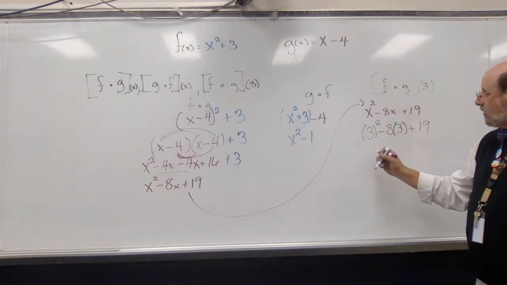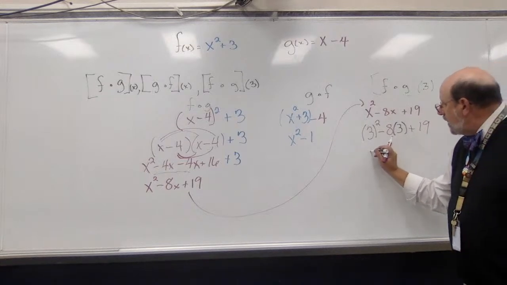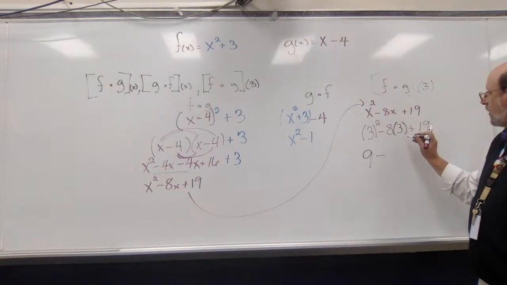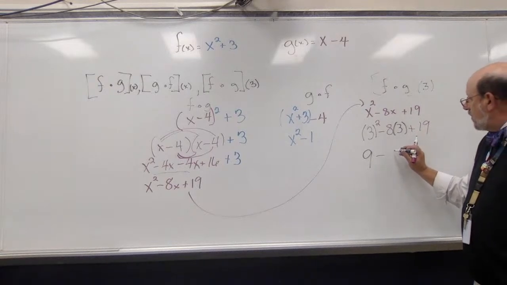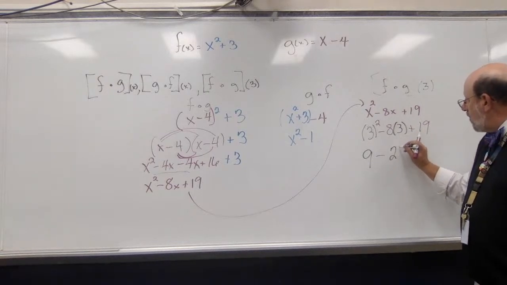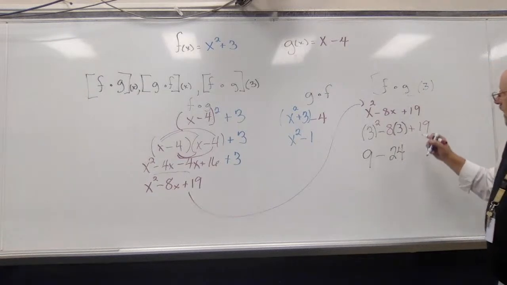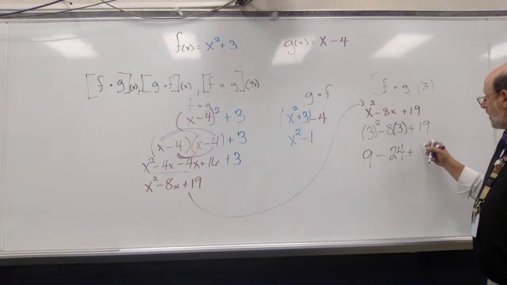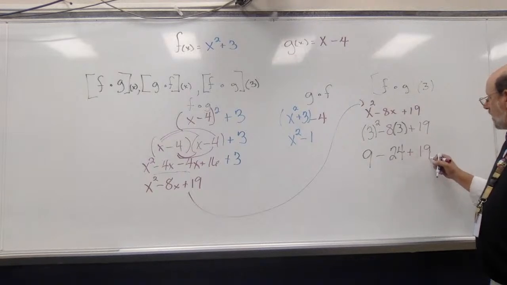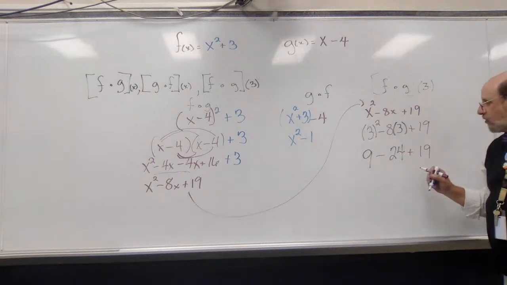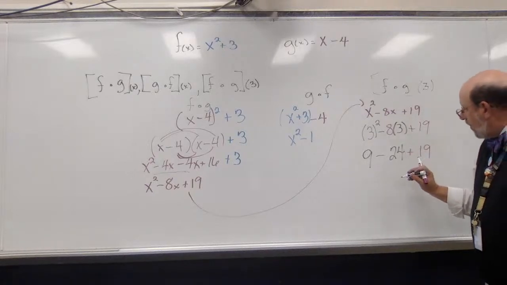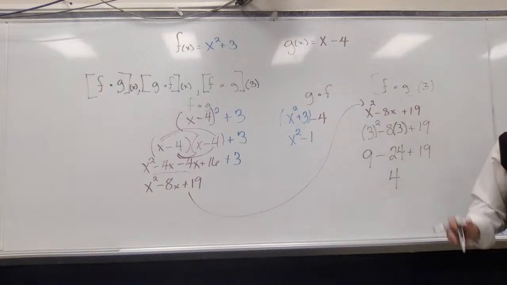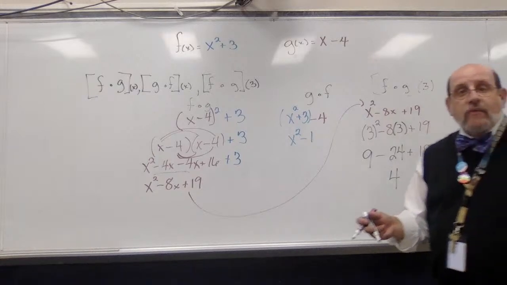3 squared is 9. Minus 8 times 3 is 24. And then plus 19. 19 plus 9 is 28, minus 24 is 4. And that's it. That's all you have to do.